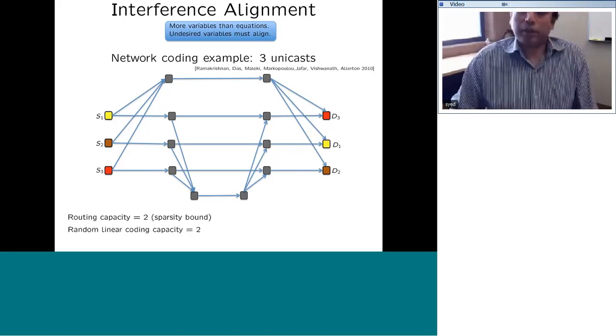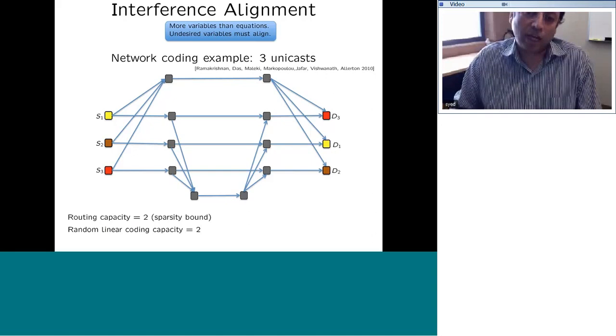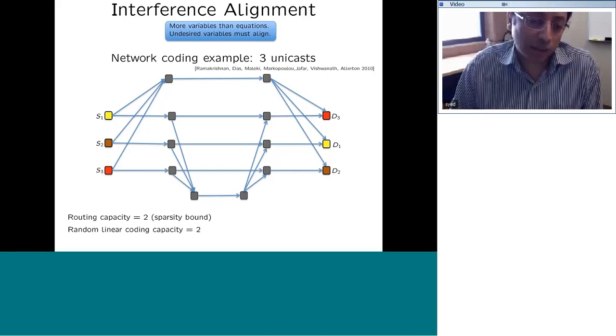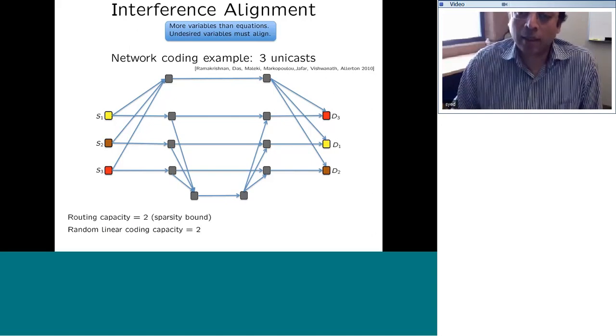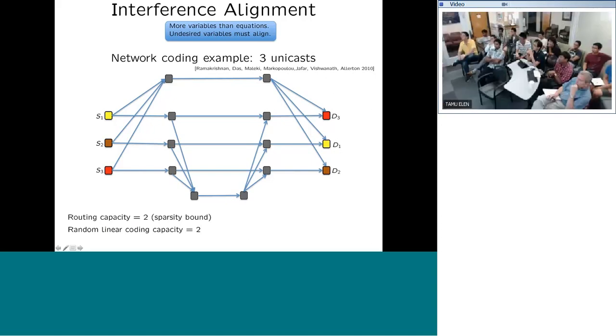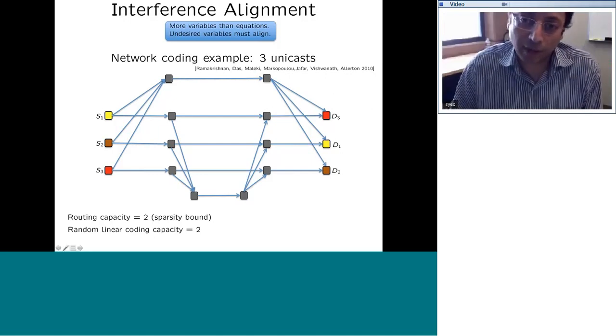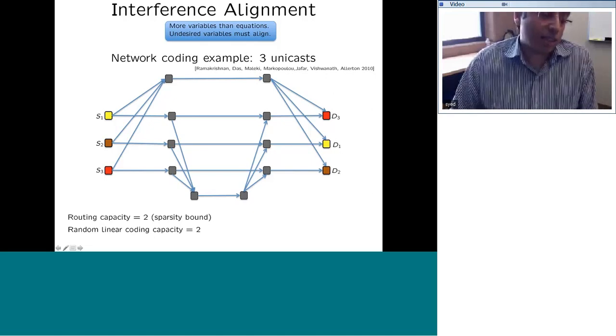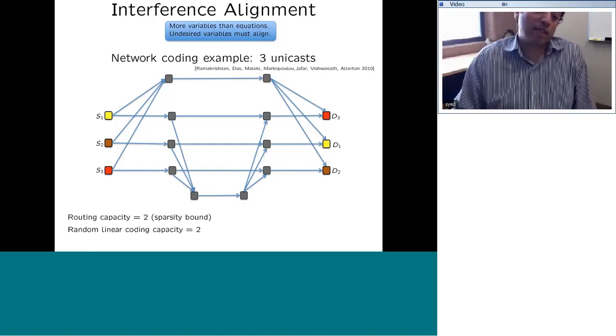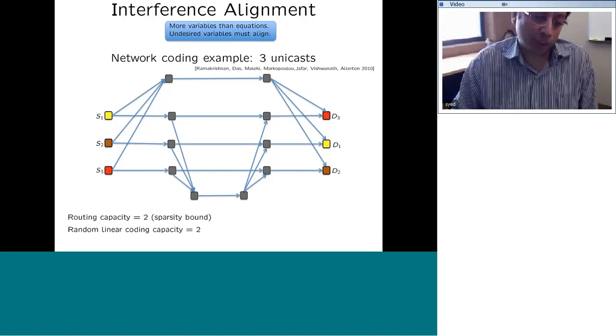What if you use random linear coding? What if these nodes, which can perform linear coding, just chose some random linear combinations? In that case, again, you can see that the capacity cannot be more than 2. And why is that? Well, look at any destination. Destination 3, for example, will see 2 random linear combinations, or 2 equations, because it has 2 paths arriving at D3. So each destination sees 2 equations, and if those equations happen to be generic linear combinations, then you can at most solve for 2 variables from 2 equations. Therefore, the capacity of random linear coding cannot be more than 2.